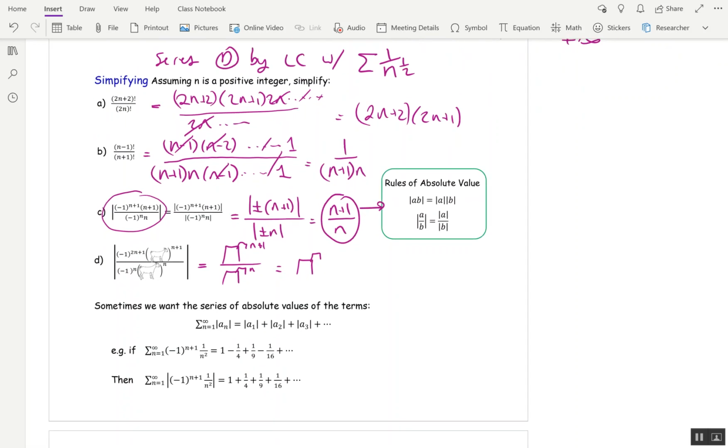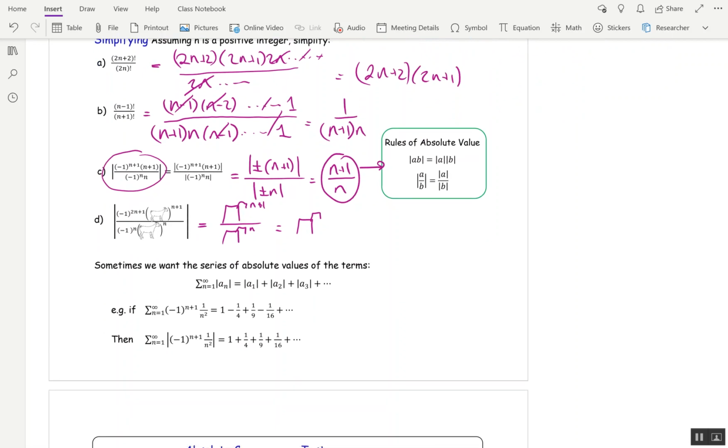All right, so for some of the tests, we're going to have to take the absolute value of the terms. The way you do that is you just take the absolute value of the terms. For example, if we have this series, which is alternating, plus, minus, plus, minus, plus, and we wanted the series of the absolute value of the terms, we would just make all the terms positive. We get all pluses.